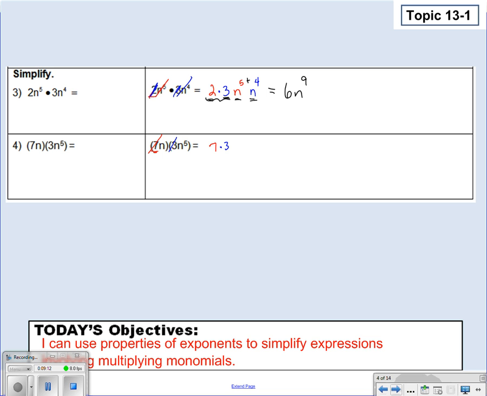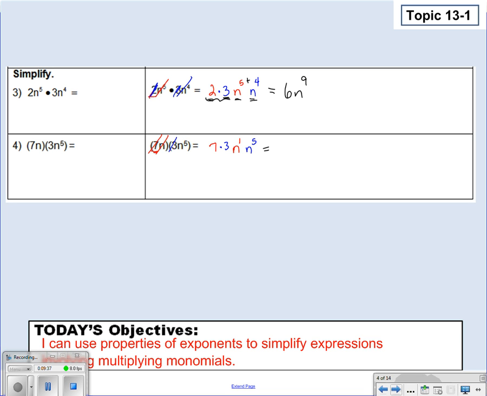And now let's look at our n's. In the first parenthesis, we have an n. There's not an exponent shown, but just like when we've had problems with variables with no number in front, there was an understood 1. If there's not an exponent shown, it's an understood 1 up there because I only have one n. So I'm going to go ahead and write that 1 there. And then times n to the 5th power.